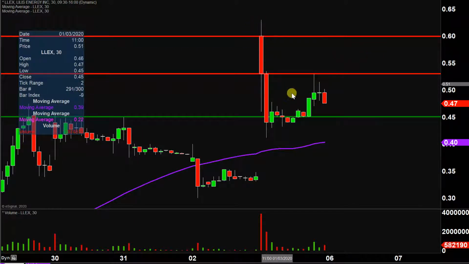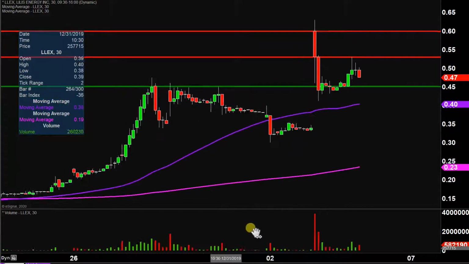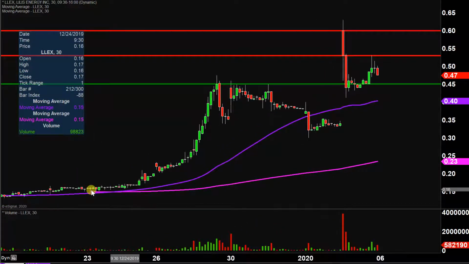Sure, the price did pull back some, but when you look at the chart like this and realize that not that long ago, the price was down here below 20 cents, overall, a minor pullback today, but the overall trend is still plenty bullish. So let's see what next week has to offer.